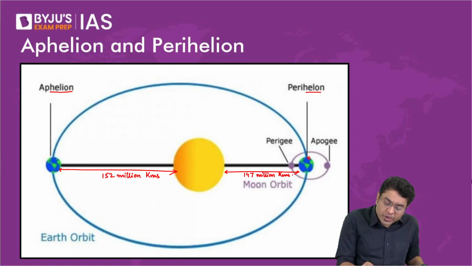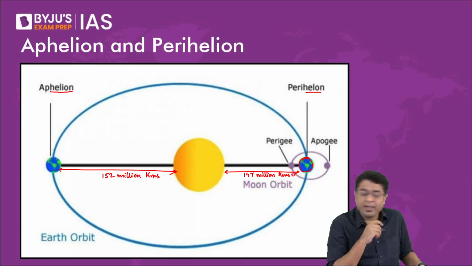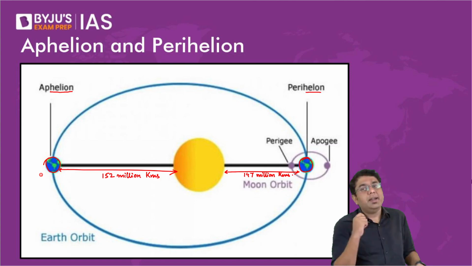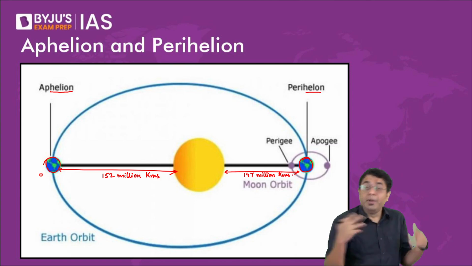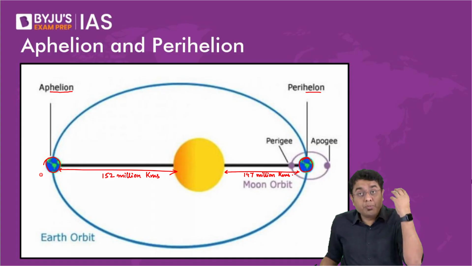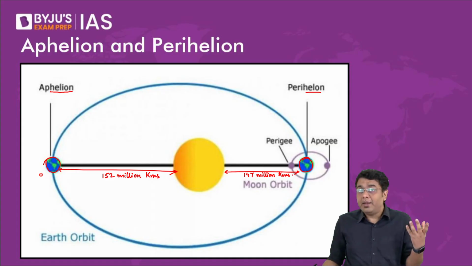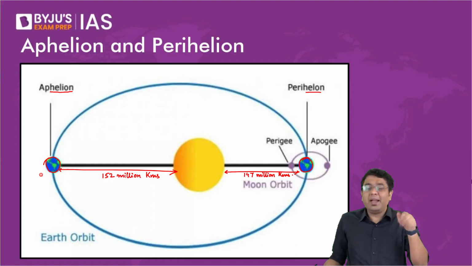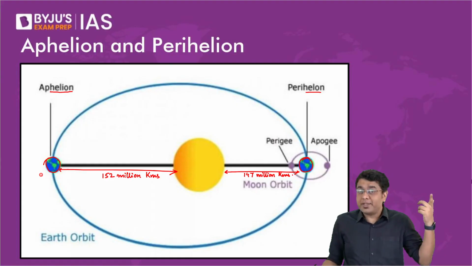So this location is referred to as perihelion when the Earth is closest to the sun, and when the Earth is farthest away from the sun in its orbit, it is aphelion. Similarly, when we have the moon rotating around the Earth as well, there also the moon will come closest to the Earth slightly and then will again move farthest away.